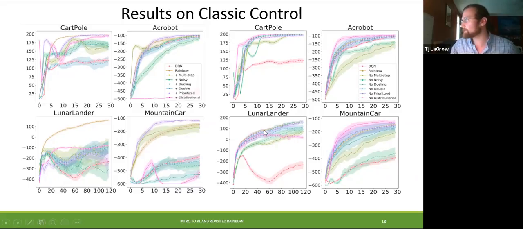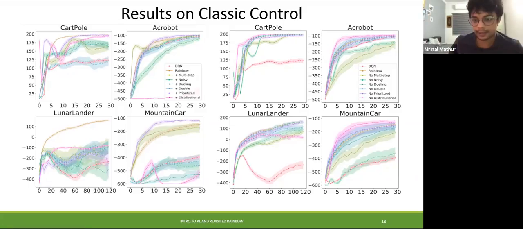But specifically, they still show that Rainbow is best here, and it's a little hard to distinguish between the other lines, but they're still relatively bounded by Rainbow. What's very interesting is that the no prioritized one is still performing better in most of the cases, except Lunar Lander and CartPole. Other than that, I think all the lines for no prioritized are showing really good results as well. That's really interesting to see.